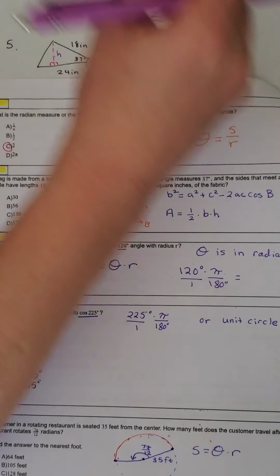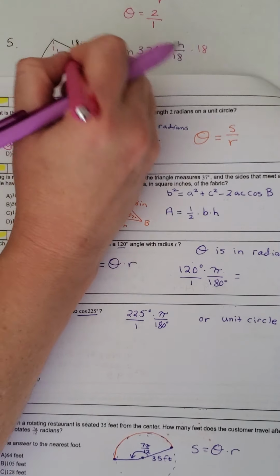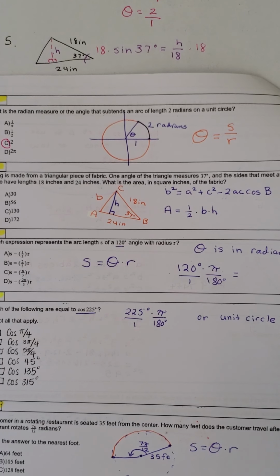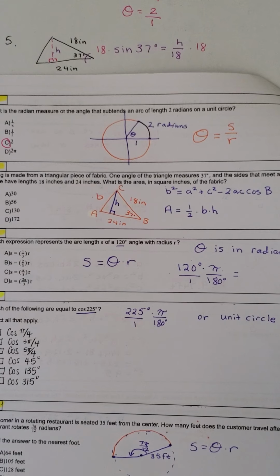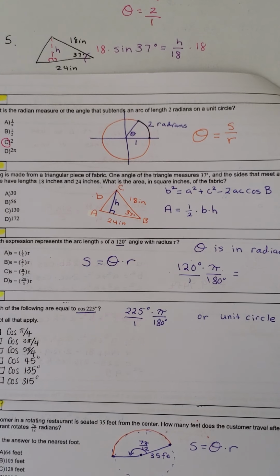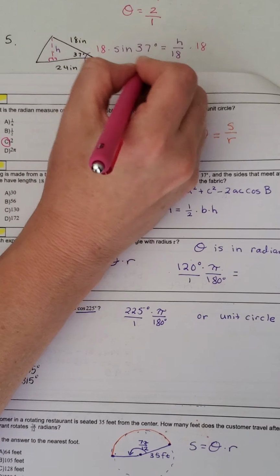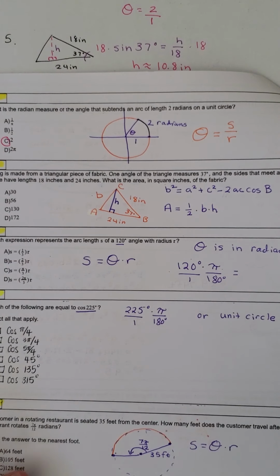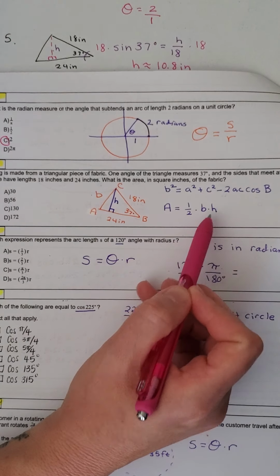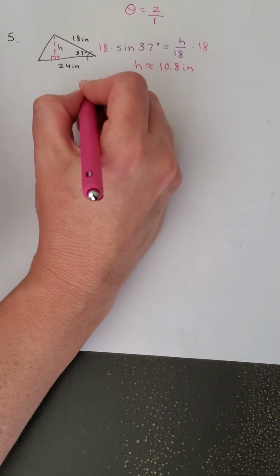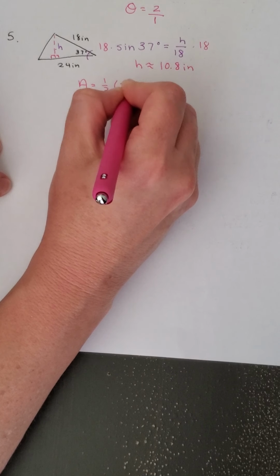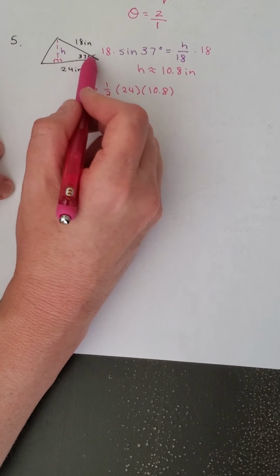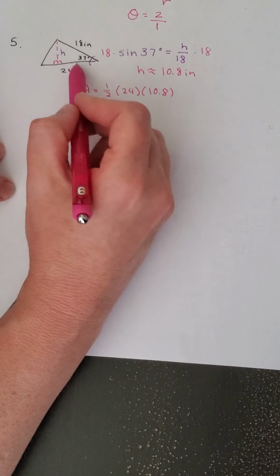And then I would multiply both sides by 18. And so I would have sine 37 times 18, 10.8. So the height is about 10.8 inches. Now to find the area, we're going to use area equals 1/2 base times height. So the area is equal to 1/2 the base times the height. Again, you must have the perpendicular height and base. You can't use like this side or this side.